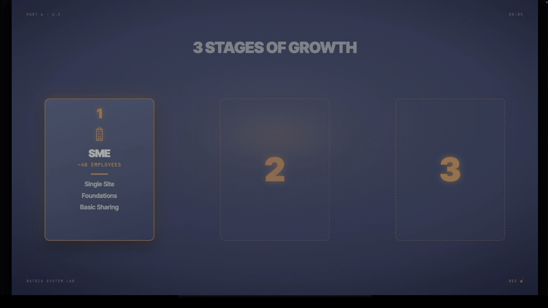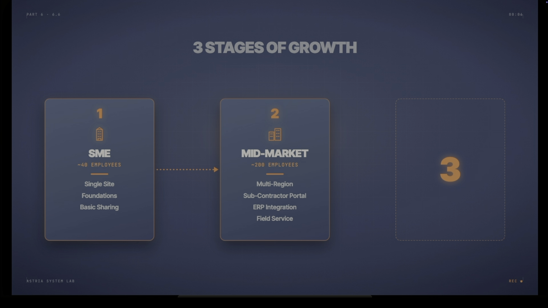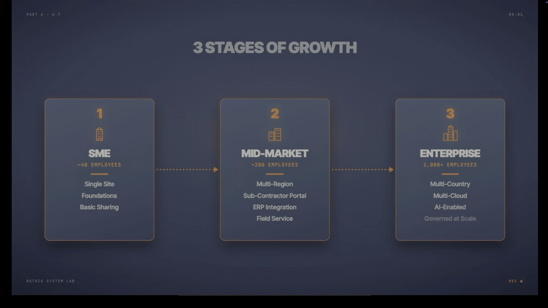Stage 2, mid-market around 200 employees, multi-region operations, subcontractor portal, ERP integration, field service deployment. This is where real architectural rigor becomes non-negotiable. Stage 3, enterprise, over 1,000 employees, multi-country, multi-cloud, AI-enabled, governed at scale. This is where we eventually face the CTA review board, but more on that in a moment.